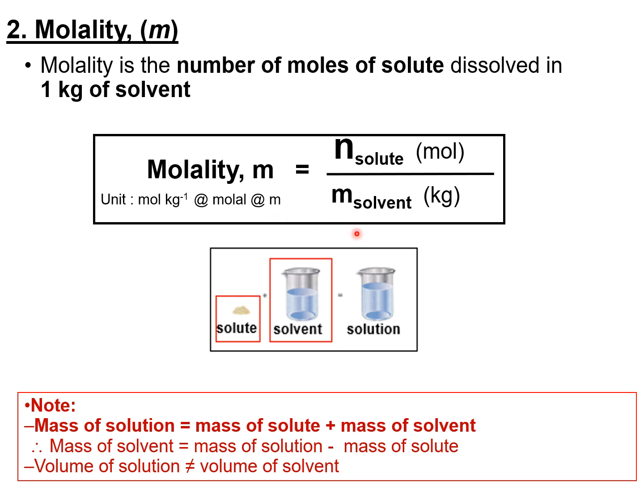Mass of solvent ni bukan sama tau dengan mass of solution. Kan solution lain, solvent lain. Kalau you nak tahu mass of solution is equals to mass of solute plus mass of solvent. Kiranya nak tahu mass of solvent, mass of solution minus dengan mass of solute. Okay. Volume of solution pun tak sama dengan volume of solvent as well.